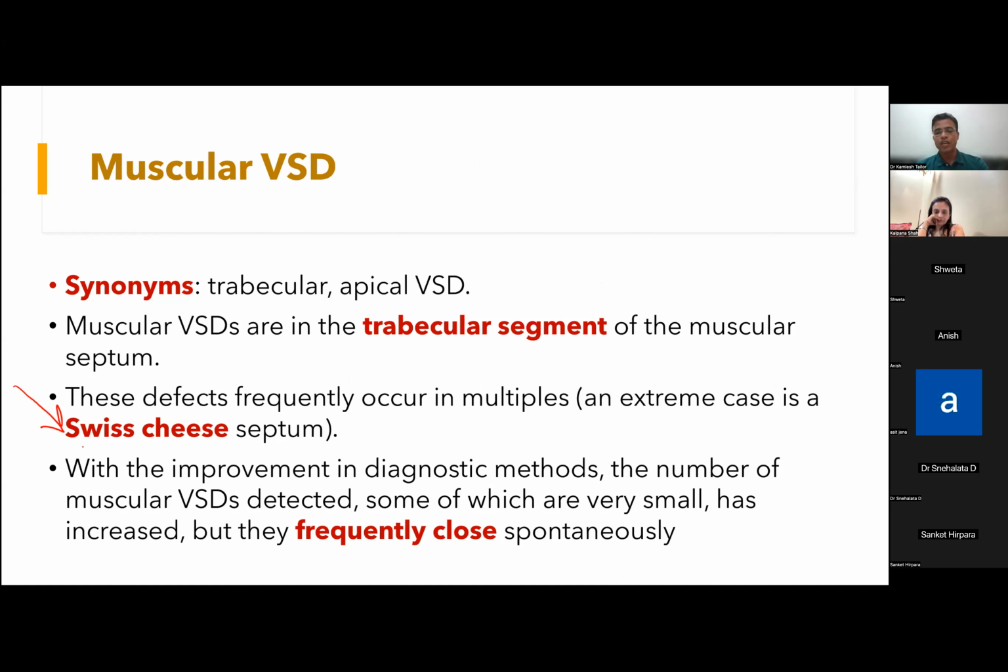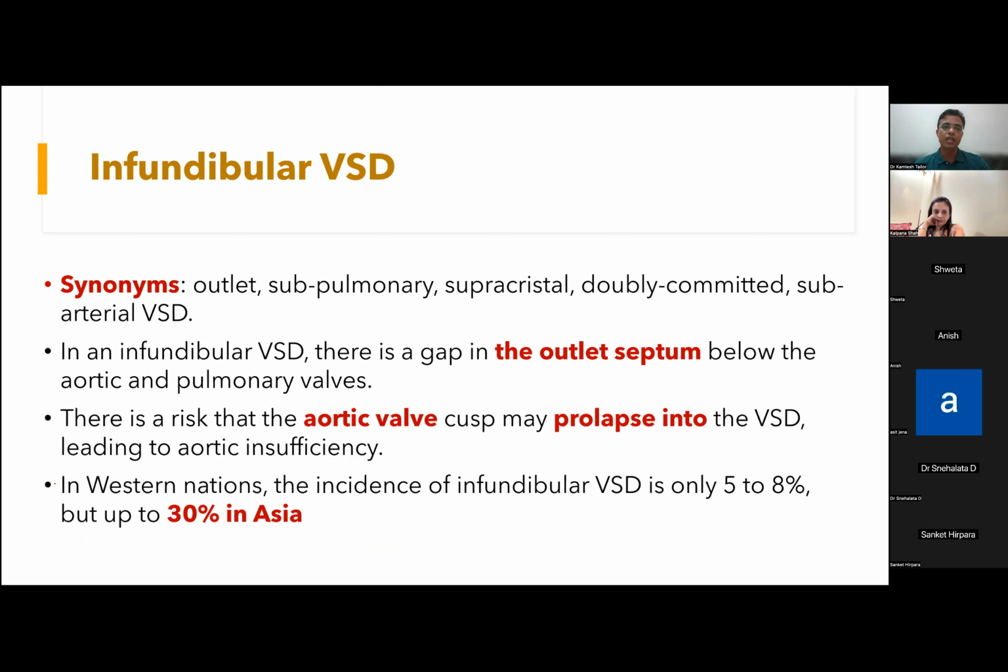With improvement in diagnosis, echocardiography and expertise, many VSDs are now being diagnosed. But if they are very small, there is a tendency to close spontaneously in the first few weeks or months of life. Infundibular VSD is also known as outlet VSD, subpulmonary VSD, doubly committed VSD, or subarterial VSD.